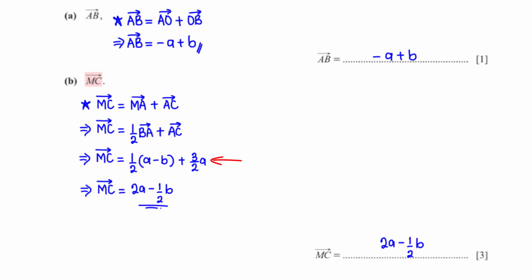When we expand the brackets and group like terms, we get MC as 2A minus half B.